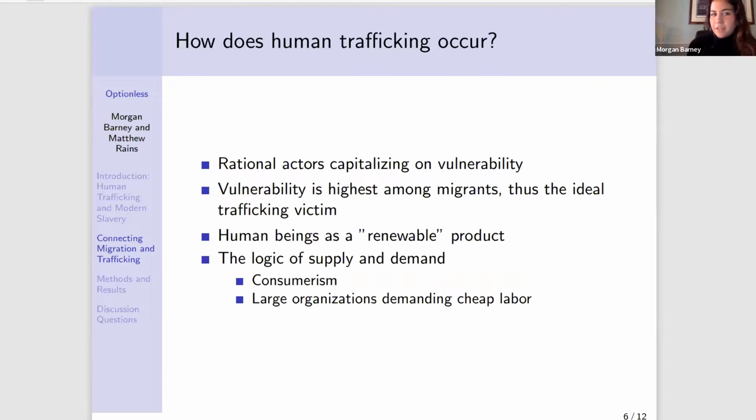So why do we believe this is happening? Well, we believe that rational actors, being the traffickers, capitalize on this vulnerability, and that it's highest among migrants, which makes them the ideal trafficking victim. Because people are viewed as a renewable product in their mind, the logic of supply and demand kicks in. Consumerism also plays a part in this, as well as large organizations that demand cheap labor.